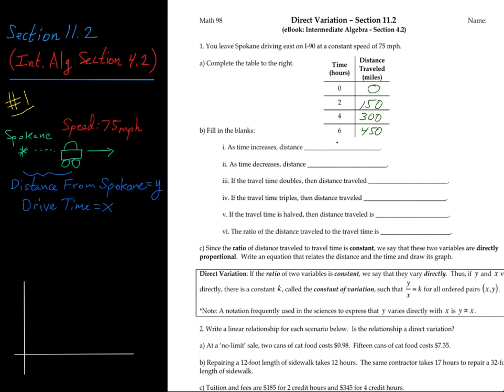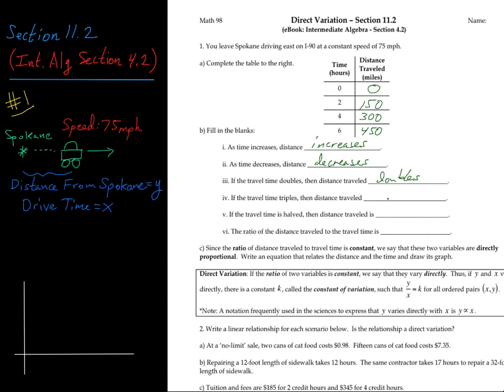Now moving on to part B: as time increases, distance what? Well, we're getting further from Spokane, so distance increases as well. As time decreases, distance what? If I reverse that, my distance will go down, so distance decreases. If the travel time doubles, then the distance traveled doubles, because, for example, if I double my travel time from 2 hours to 4 hours, I'm doubling that distance. So this doubles.